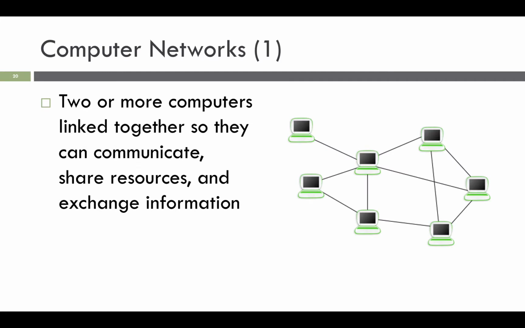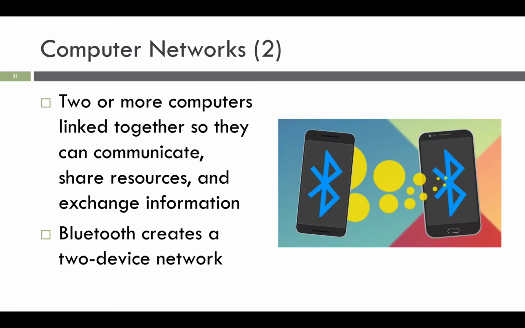A computer network is two or more computers linked together in order to communicate, share resources, and exchange information. If you send a file to someone using Bluetooth, you created a two-computer network using your smartphones.